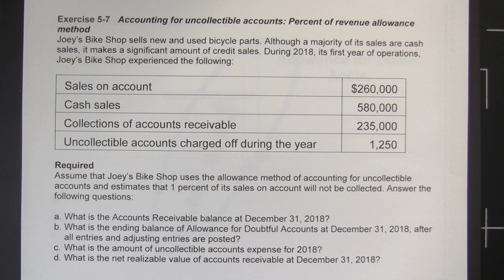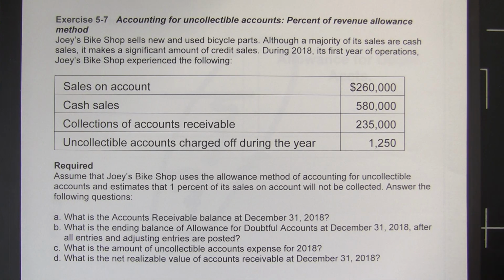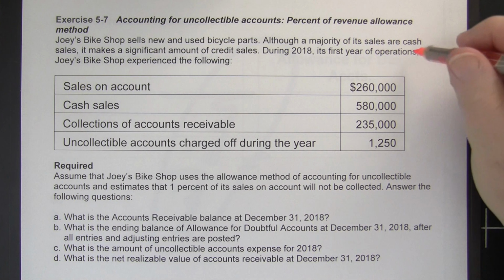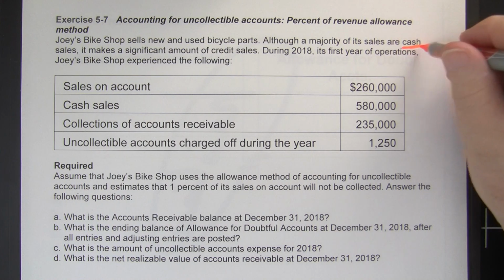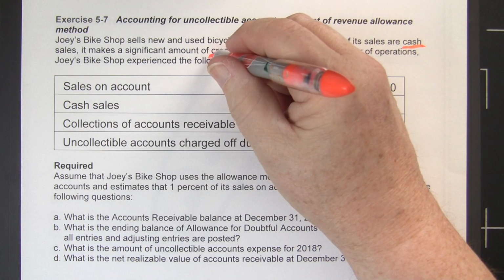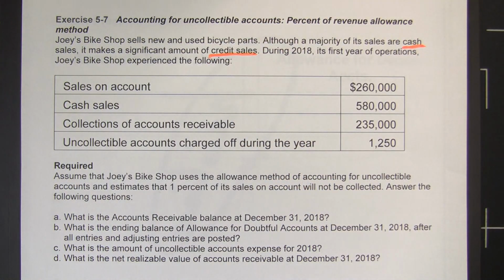They sell new and used bicycle parts. Majority of its sales are cash. It makes a significant amount of credit sales. So we know that total sales is going to be greater than credit sales. During 2013, its first year of operations, Joey's Bike Shop experienced the following.